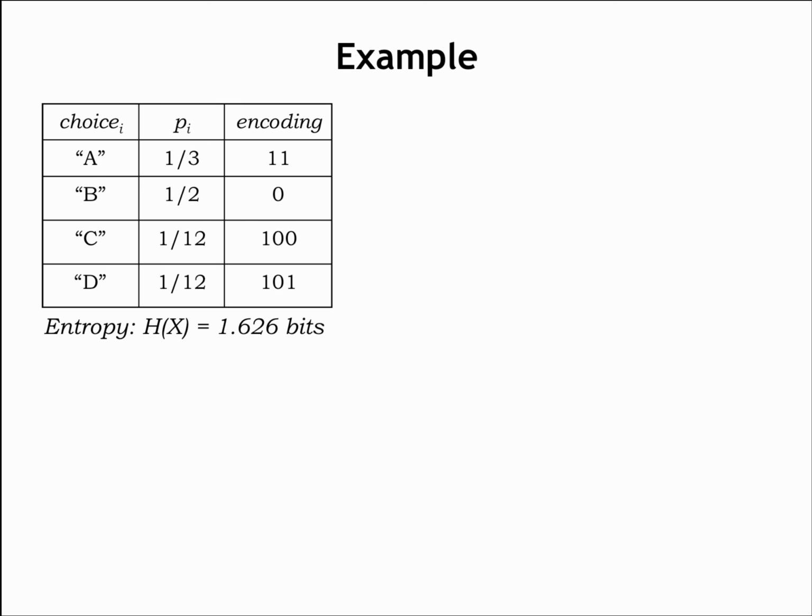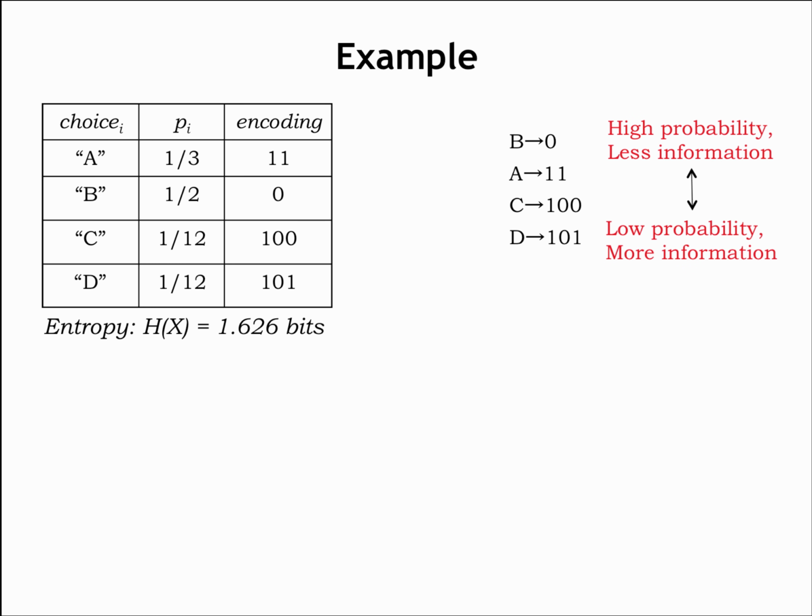Here's an example we've seen before. There are 4 possible choices to encode, A, B, C, and D, each with a specified probability. The table shows a suggested encoding where we follow the advice from the previous slide. High probability choices that convey little information, for example B, are given shorter encodings, while low probability choices that convey more information, for example C or D, are given longer encodings.